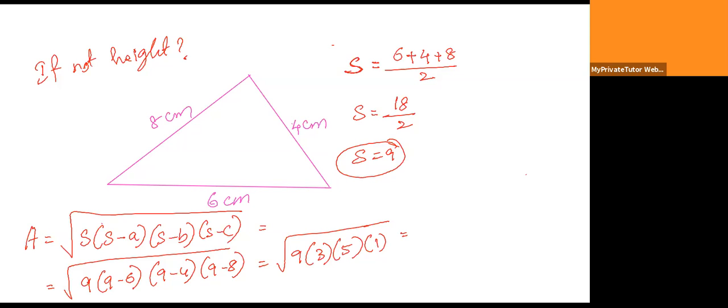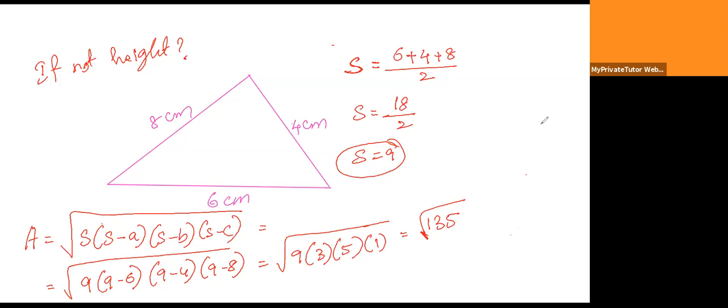So what is 3 times 5? It is 15. 15 times 9 is 135. Square root of 135.